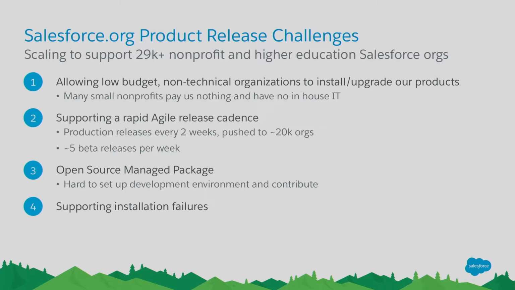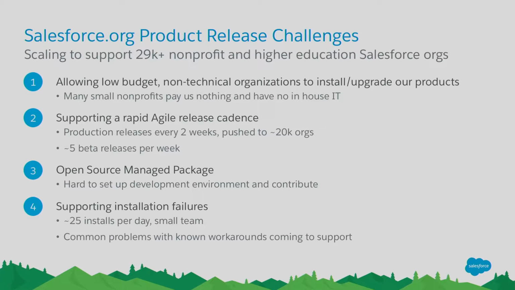And finally, we faced a challenge of supporting installation failures at scale. We average about 25 installations of our products through Mr. Belvedere every day, and we have a pretty small team to support if installation failures happen. What we found was common problems that we know a workaround to. We're getting asked both as a support ticket and in our Salesforce community, the Power of Us hub. And we wanted to be able to present the workaround resolution text to the users a little bit earlier on.